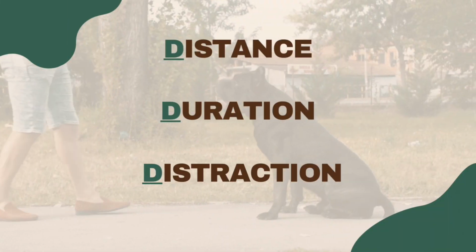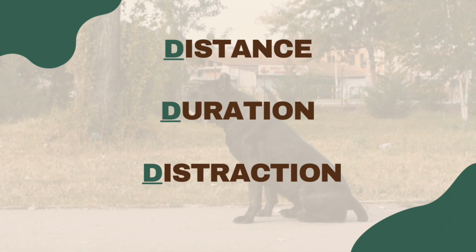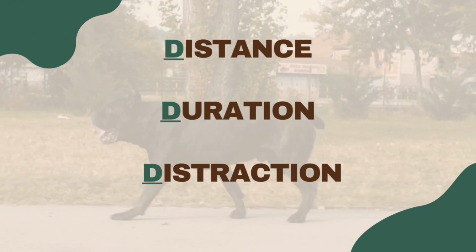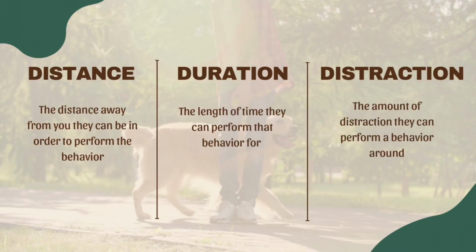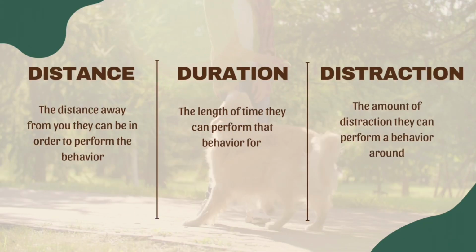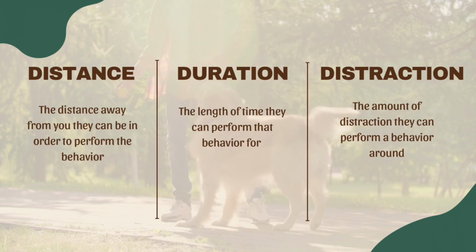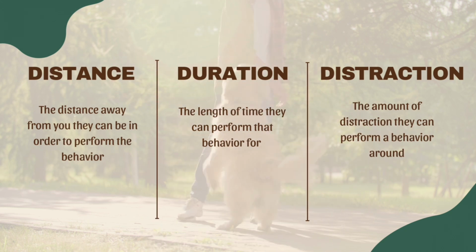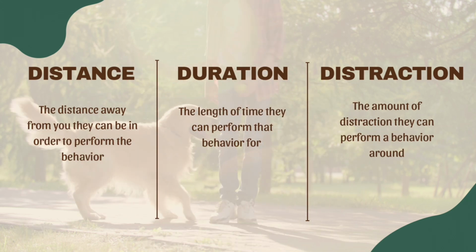There's a really important concept in animal behavior called the 3Ds of dog training. These stand for distance, duration, and distraction. We're working on the distance away from you they can be in order to perform the behavior, the length of time they can perform that behavior for, and the amount of distraction they can perform a behavior around.